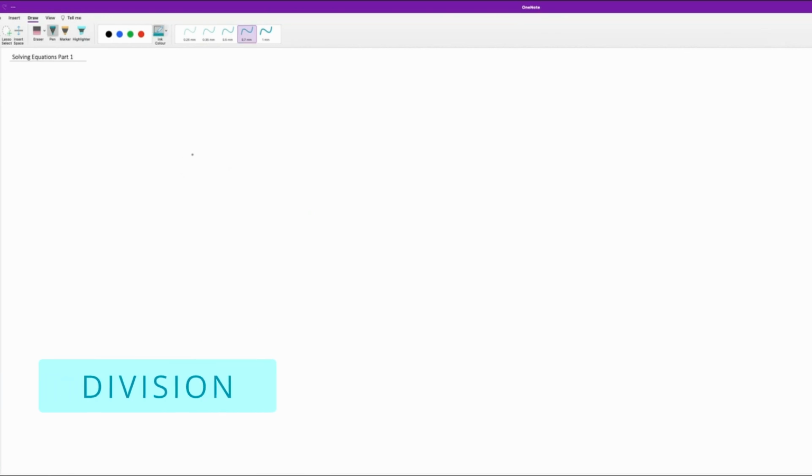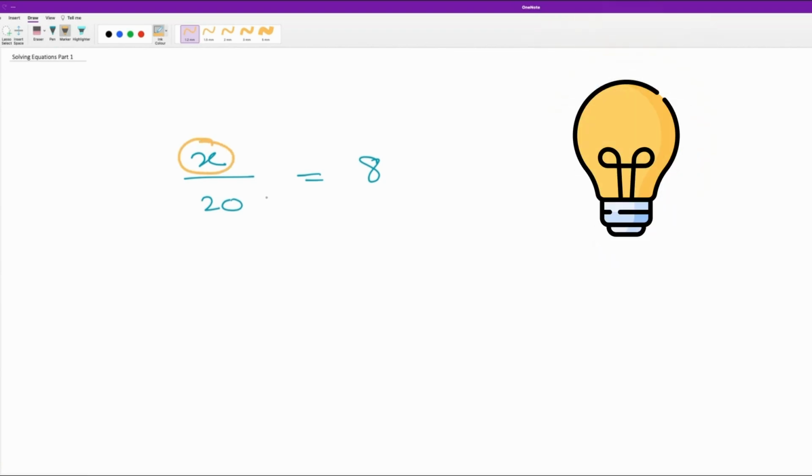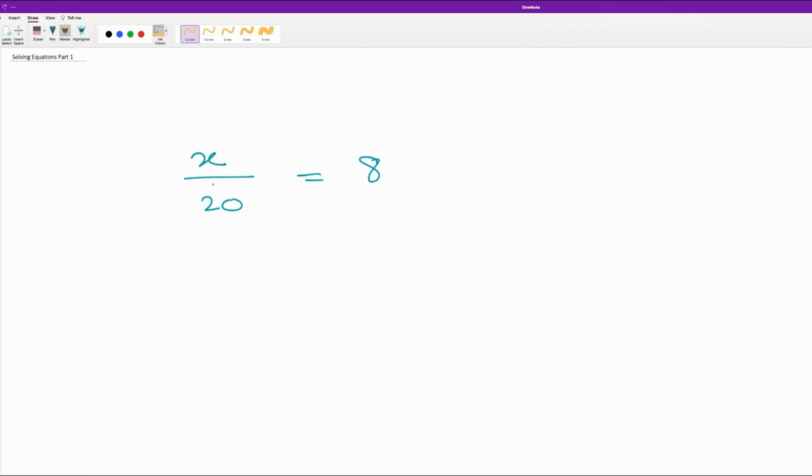For example, let's say we have x over 20 is equal to 8. Again, the primary purpose is to isolate this x, and to do that, I need to get rid of this divide by 20 and move it to the other side. So we have to think, what is the opposite of dividing by 20? The opposite of dividing by 20 is to multiply by 20, and we do that on both sides.